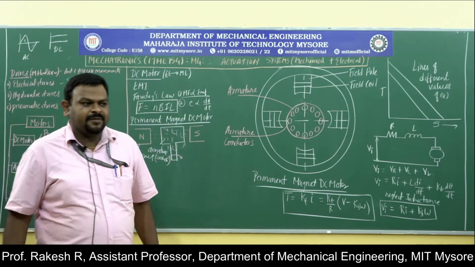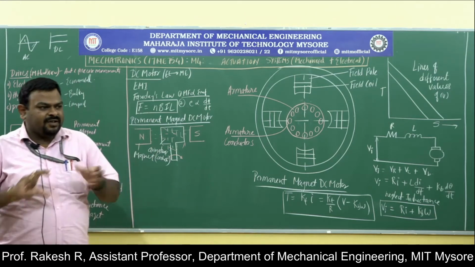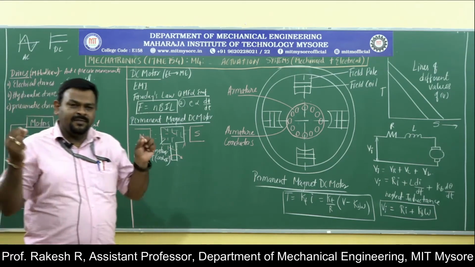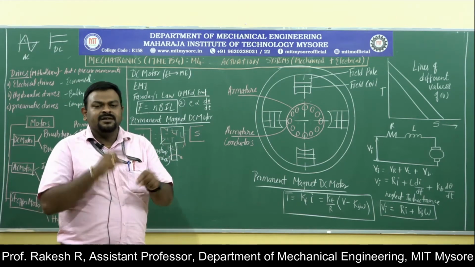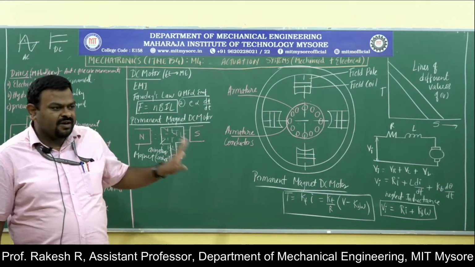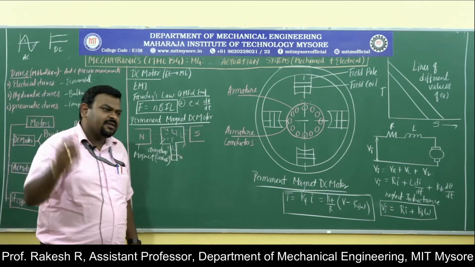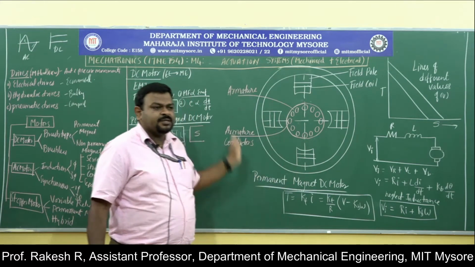What is this brush type? The brushes are provided on the conductors. Whenever there is rotation, the brushes will be in contact with the armature, because of which there will be wear and tear of the brushes. This is one of the limitations of the DC motor. That's why the cost is very low. So this is the construction of a DC motor.